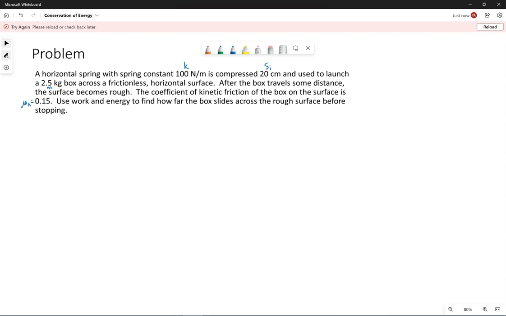before stopping. So let me draw a sketch. Here's my equilibrium. The box was compressed against the spring so that the spring had an initial compression of 20 centimeters. So some external force had to push that box against the spring. But now we're going to release it from rest.